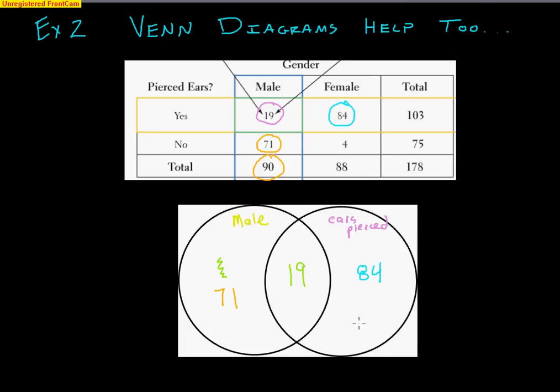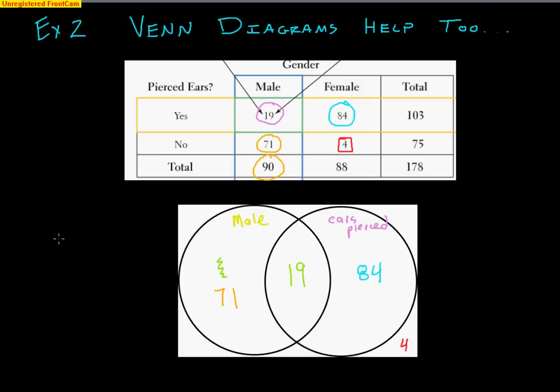Now, the outside of the circle would be you're not male, nor do you have your ears pierced. Well, bingo, that's the 4. Right here, the 4 are the females, because they're not male, and they don't have their ears pierced. So the outside would be 4, because they are neither male, nor do they have their ears pierced. So make sure you understand the 4 parts of this Venn diagram.